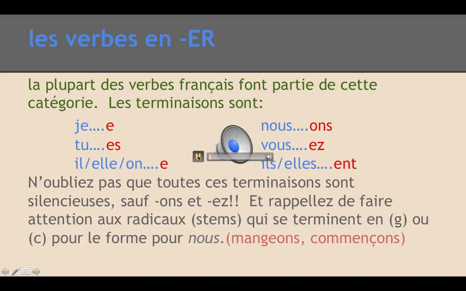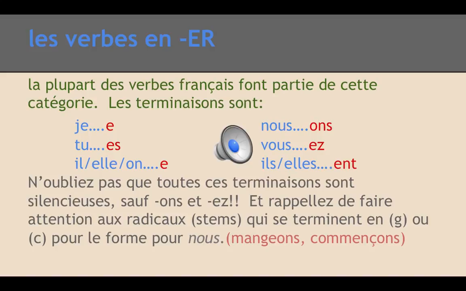Most verbs in the French language end in ER. You take off the ER, and depending on what your subject is, who's doing the action, you either add an E, an ES, another E if it's il or elle or on, or a person's name, or a singular noun. If it's nous, you add ONS, vous is easy, and il and elle plural, or a plural noun, or a list of nouns, or more than one person's name, all require an ENT on the end.